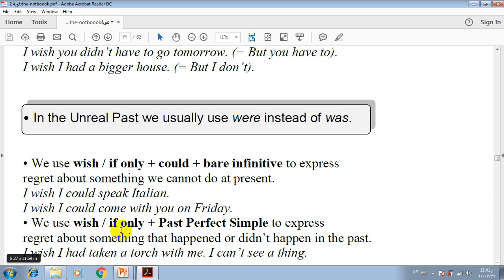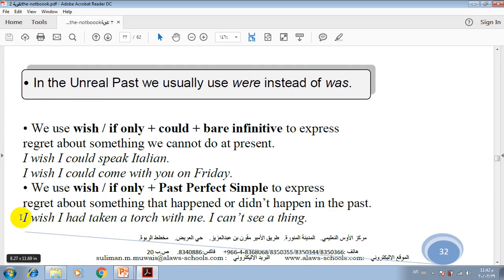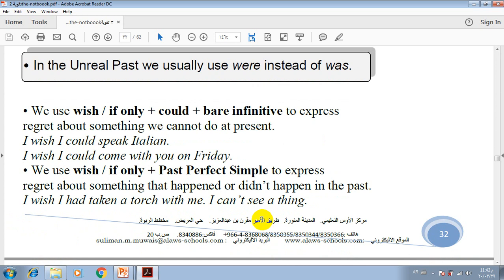We use wish or if only plus past perfect simple, and I told you before the past perfect is had plus past participle, to express regret about something that happened or didn't happen in the past. Like you see in the example, I wish I had taken a torch with me. I can't see a thing. Here he regrets something that happened or didn't happen in the past. Like you see, he regrets he didn't take the torch with him.